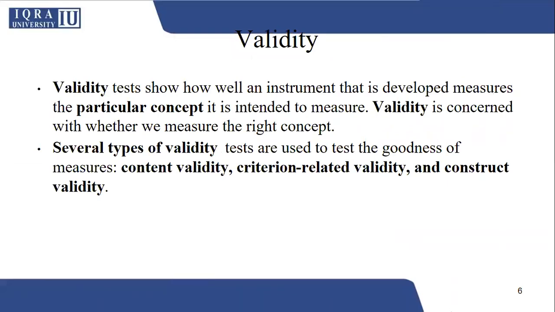Validity. Validity tests show how well an instrument that is developed measures the particular concept it is intended to measure. Validity is concerned with whether we measure the right concept. There are several types of validity tests used to test the goodness of measure. They are content validity, criterion-related validity, and construct validity.